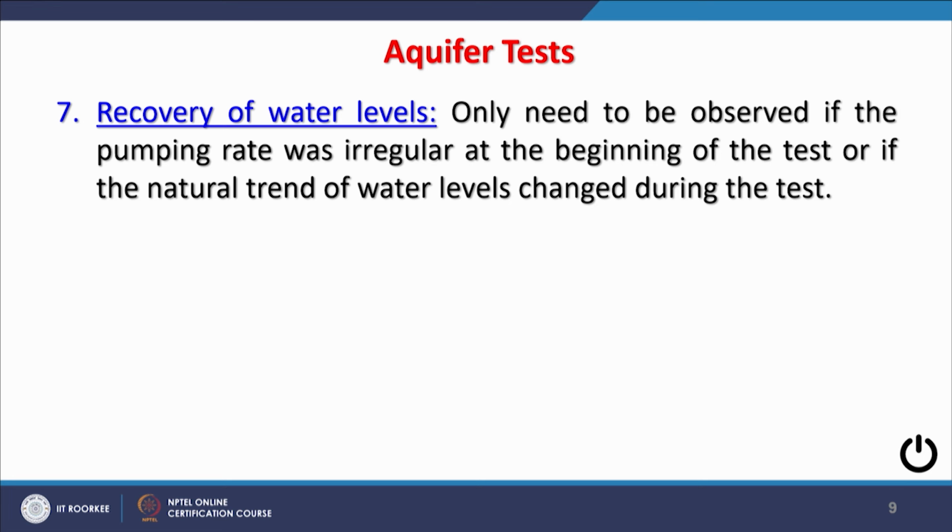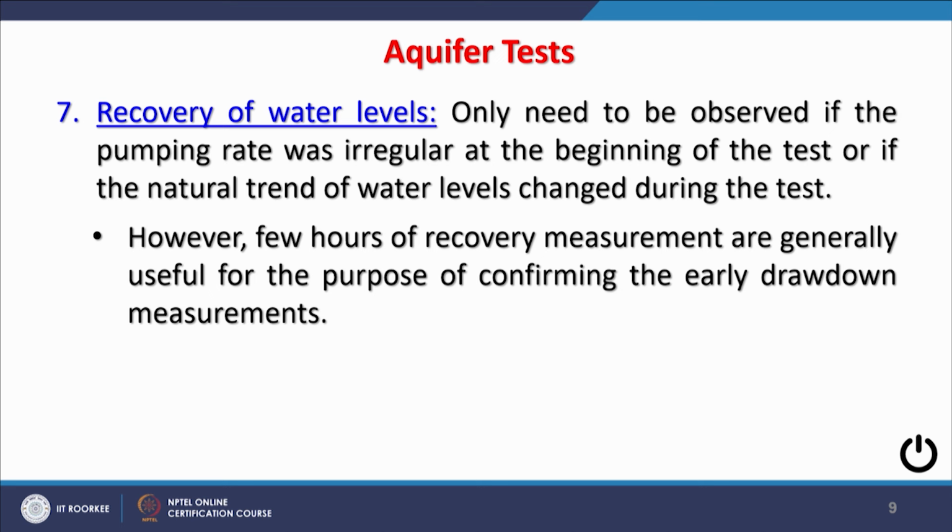Now, recovery of water levels needs to be observed if the pumping was irregular in the beginning of the test. However, a few hours of recovery measurements are generally useful. Sometimes it is not necessary: if there were no anomalous changes in water level or discharge, it may not be required to monitor the recovery for a longer time. But at least initially, for a few hours, these recovery measurements are generally useful. It may not be for days together, depending on the aquifer condition, confined or unconfined, which are two completely different conditions. This will also help us understand the initial drawdown curves, or cone of depression.